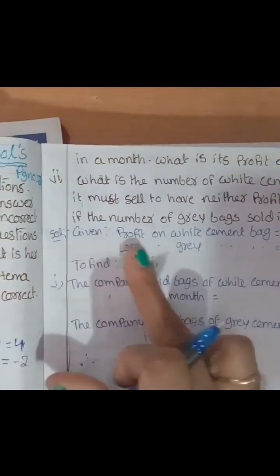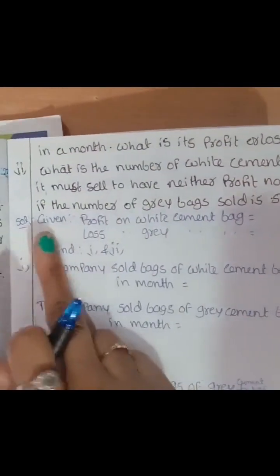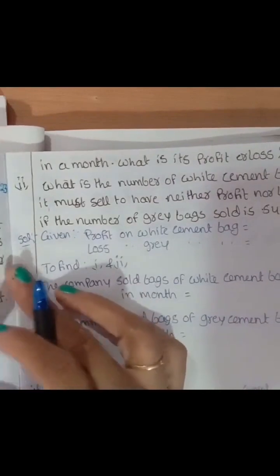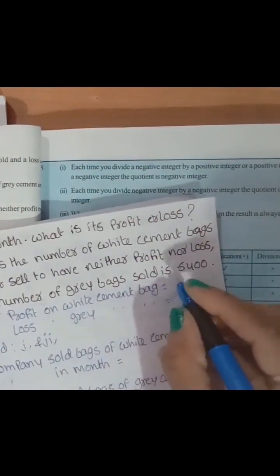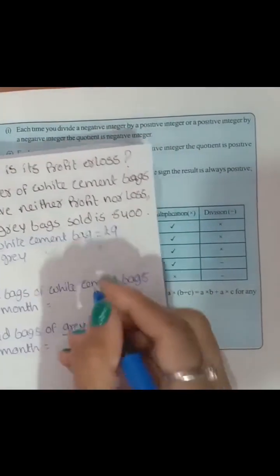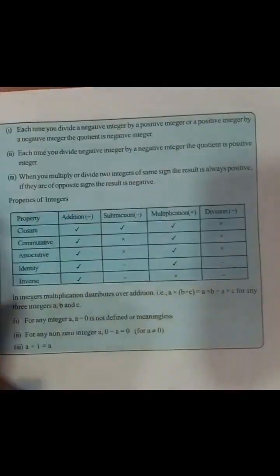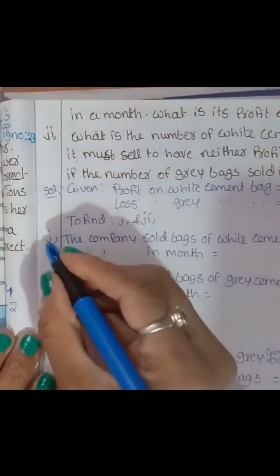Have you understood, Gagan, neatly? Yes. First, write down the given data in your problem. The first one is the solution. Given data: profit on a white cement bag is 9 rupees, and loss on a grey cement bag is 5 rupees. To find the first and second parts.